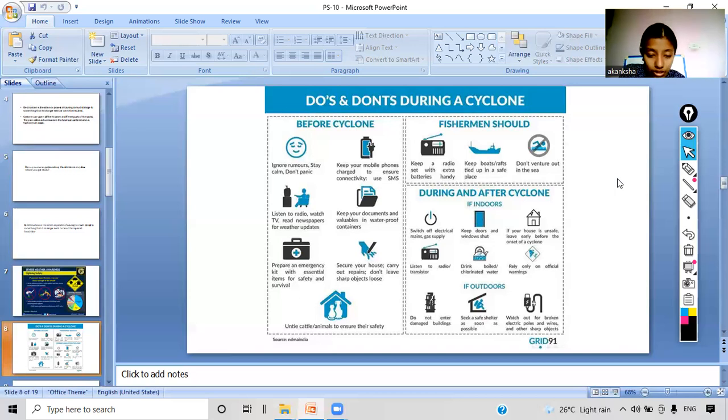And what about the other point? Untie cattle and animals to ensure their safety so that they can run during a cyclone, right? And they can also save their lives. So these are the measures that we should take before a cyclone hits.